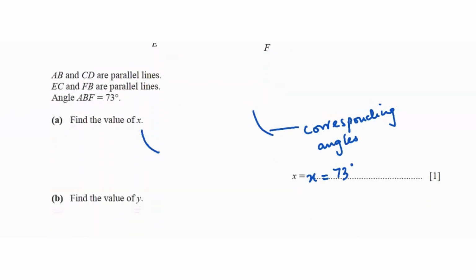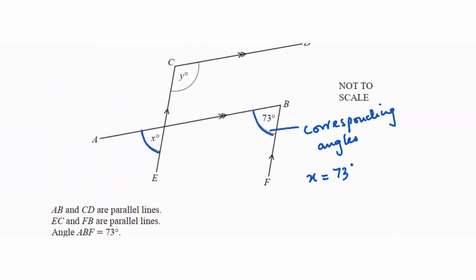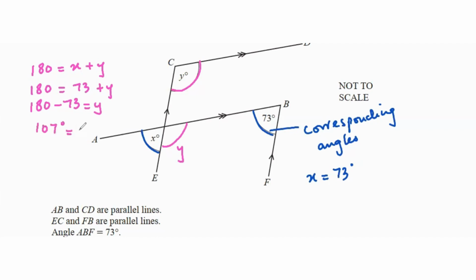Then it says, find the value of Y. Once again, since corresponding angles are equal, this angle and this angle, they're corresponding. So this is also going to be y. Since x and y lie on a straight line and are supplementary angles, 180 is going to be x plus y. So 180 equals 73 plus y. 180 minus 73 is y, and that is going to equal 107 degrees.